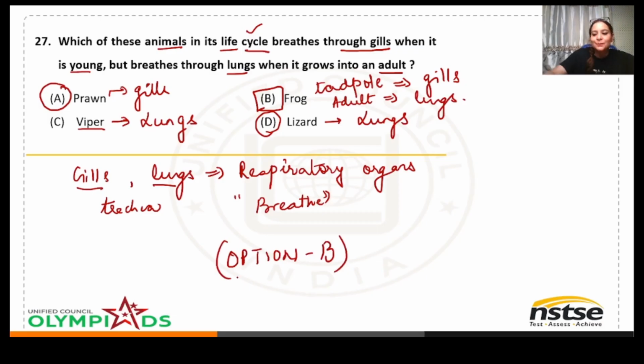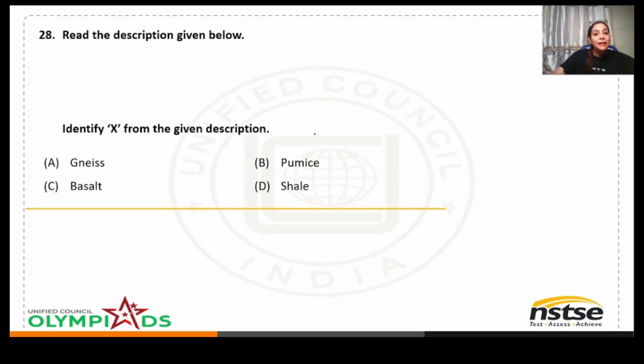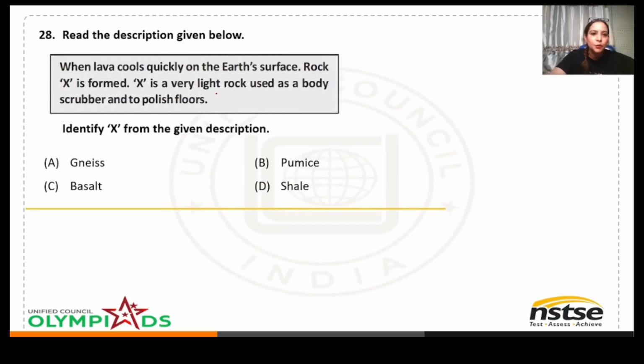I hope you understood this. Okay. Next question says, read the description given below. The description says, when lava cools quickly on the earth's surface, rock X is formed. X is a very light rock and it is used as a body scrubber and to polish floors. We need to identify it based on the description given. The options say A gneiss, B pumice, C basalt, and D shale. The correct answer here is option B, that is pumice.